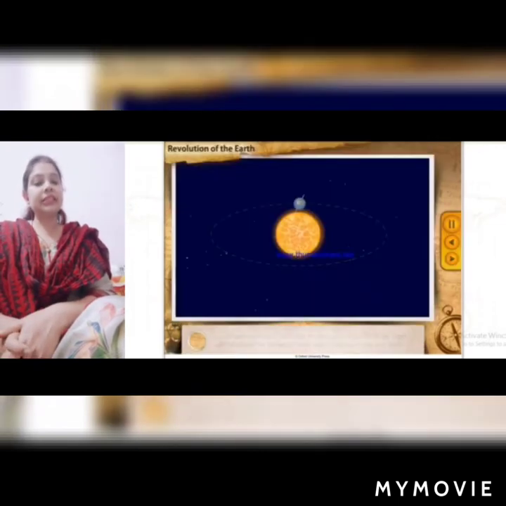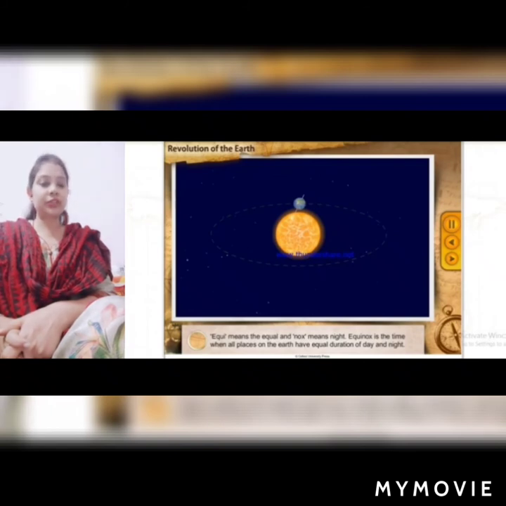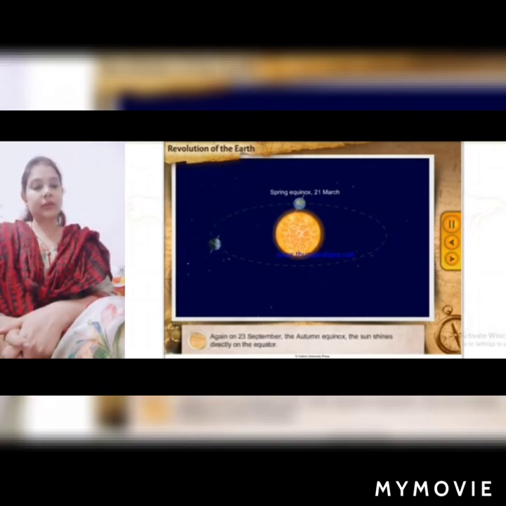Equi means equal and nox means night. Equinox is the time when all places on the Earth have equal duration of day and night. Each year on 21st March, the spring equinox, the Sun shines directly on the equator. Again, on 23rd September, the autumn equinox, the Sun shines directly on the equator.